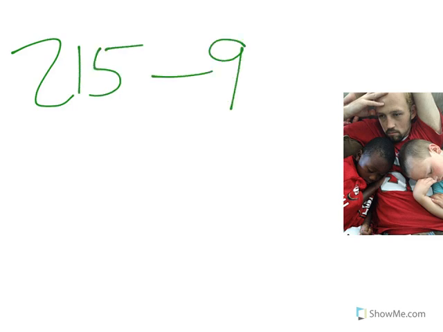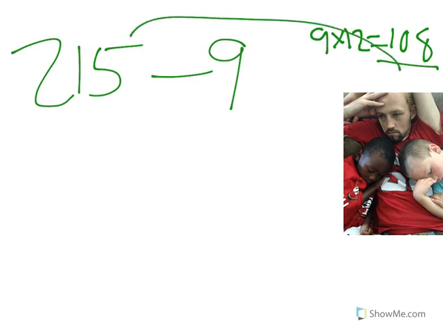Now there's one other way they're going to do this problem. Let me show you this one. If I have 215 divided by 9. Now here, if I start with my multiple of 12, like I told you to do, 9 times 12, which equals 108, that's going to take me a lifetime to get to 215. Not going to do it.